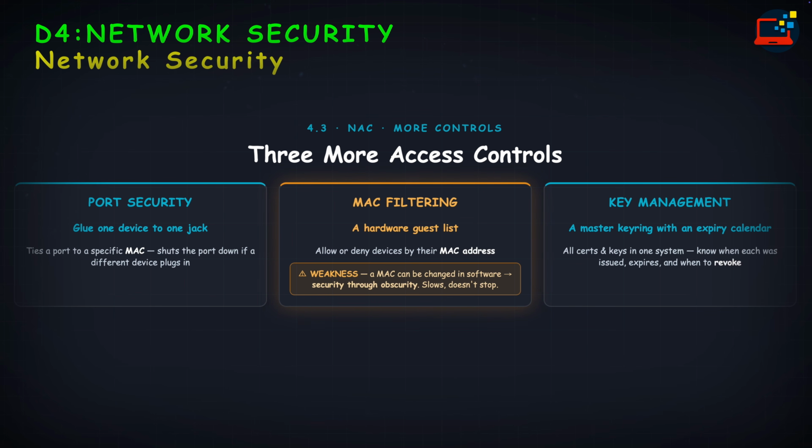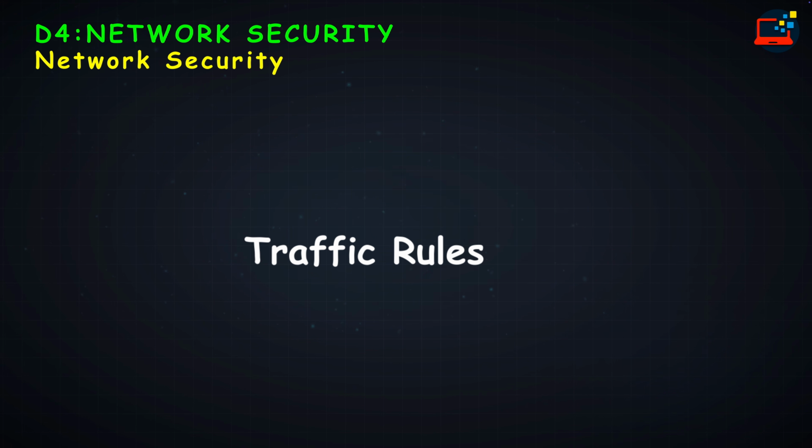And MAC filtering allows or denies devices by their MAC address, a hardware guest list. But know its weakness, because a MAC address can be changed in software, so MAC filtering is security through obscurity. It slows an attacker down, it does not stop a determined one. One more hardening discipline is key management, keeping all your certificates and encryption keys in one controlled system so you know exactly when each one was issued, when it expires, and when to revoke it. A master key ring with an expiry calendar. Then the traffic rules, and the central one is the access control list, the ACL.